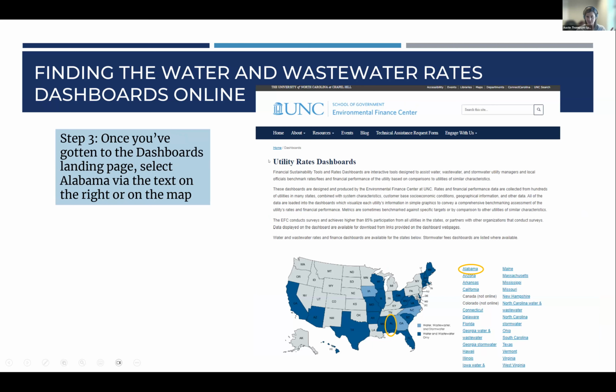And what you would get is basically this general overview of the utility rates dashboards that we provide, as well as essentially what I just showed you, which is that map and list of different states. And so if you're interested in Alabama, it's sorted alphabetically. So it would be the first one if you wanted to click on that, or you could actually click on the state on the map. And that'll bring you to the most recent rate survey that we've done in Alabama.